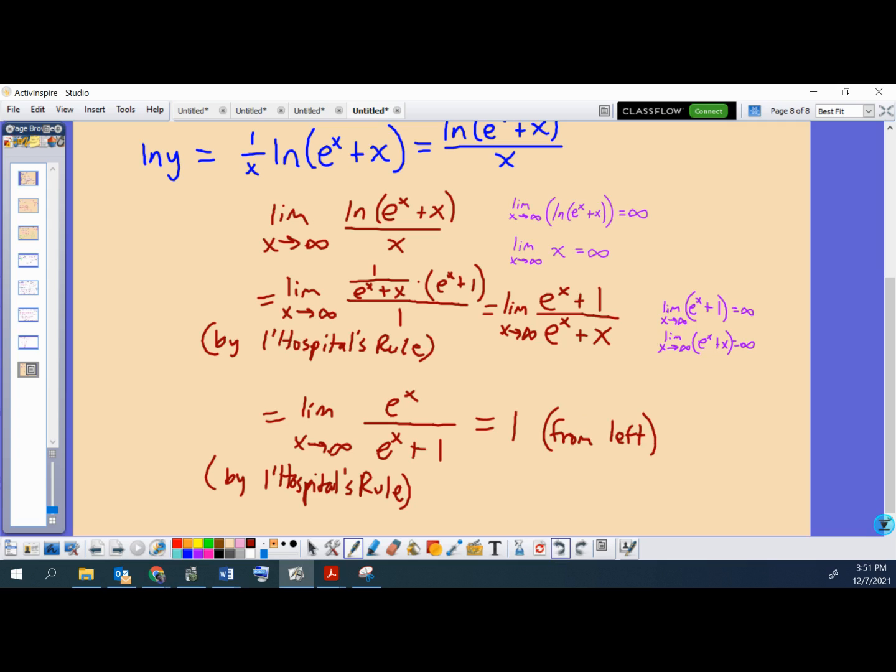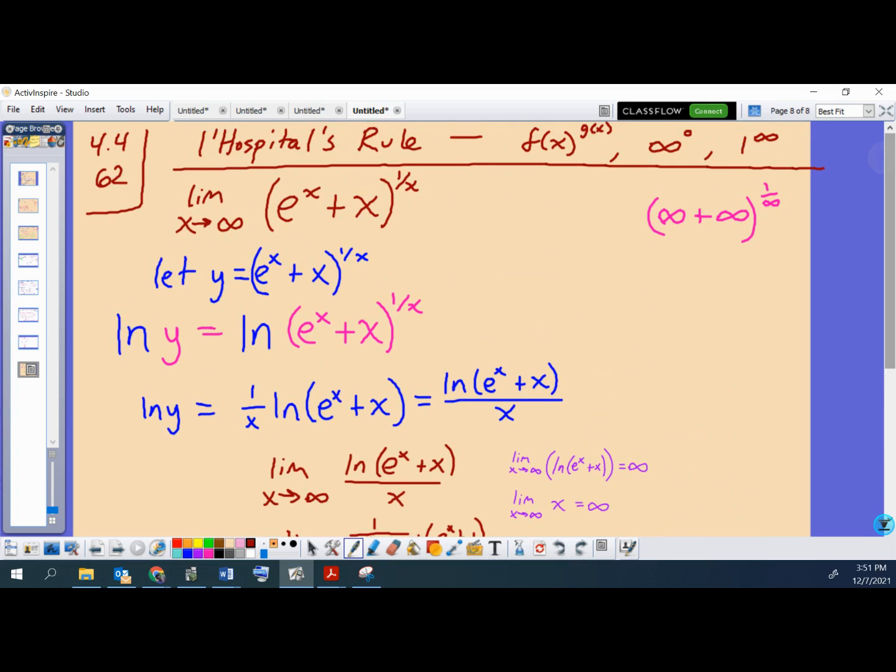Okay? So that's not done though, right? The limit of this is 1, but that's not what we were asked for. What we just found was the limit of this, which is the limit of the natural log of y. We still need to exponentiate. So here's what I'm going to say, and maybe I should do this down at the bottom, but I'll do it up here. The limit as x approaches infinity of the natural log of y is 1.